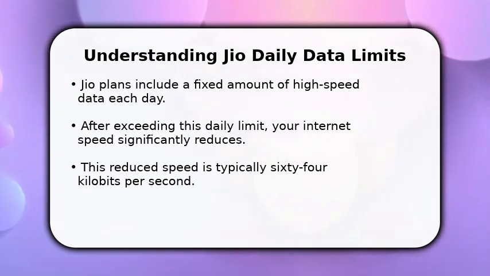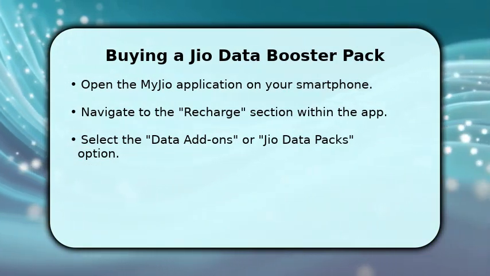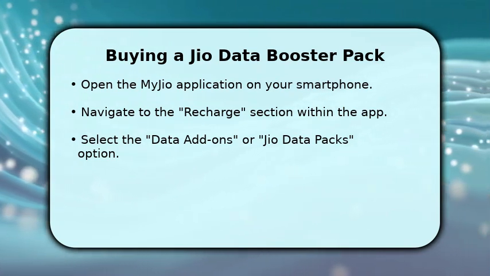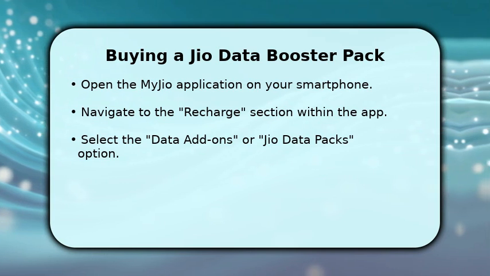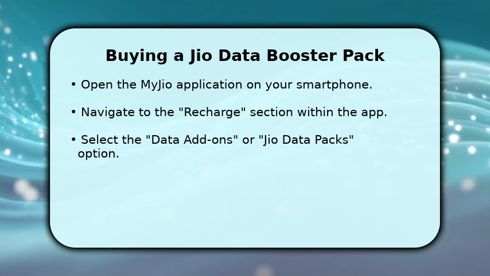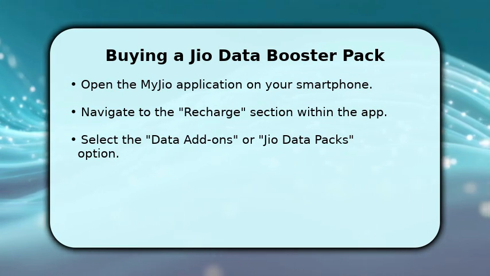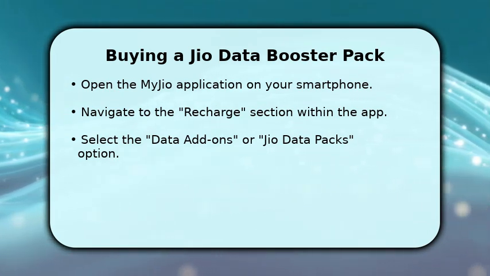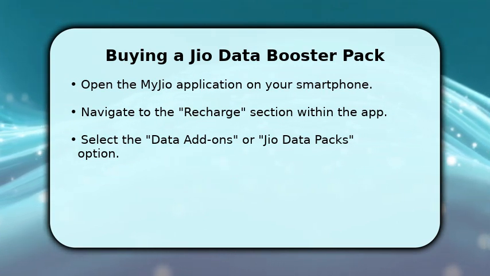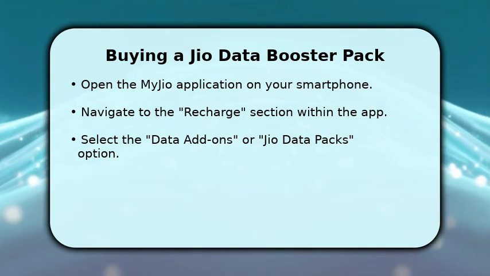The only official way to restore your fast internet connection is by adding a data booster pack. The most straightforward method to continue using high-speed data is by purchasing a data booster pack. First, open the MyGeo application on your mobile device. Once inside the app, look for the Recharge section, which is usually prominent. From there, you'll find an option specifically for data add-ons or GeoData packs. You can then browse and select a pack that best fits your data requirements.